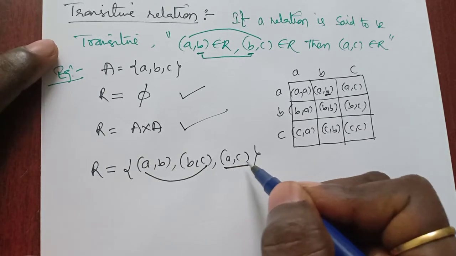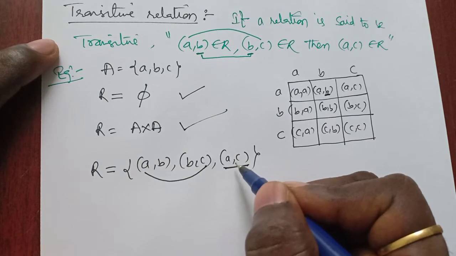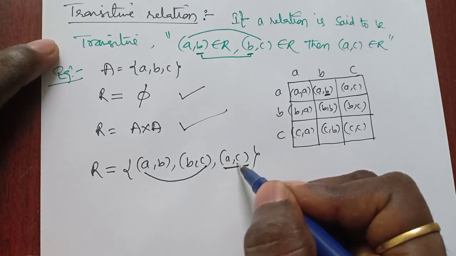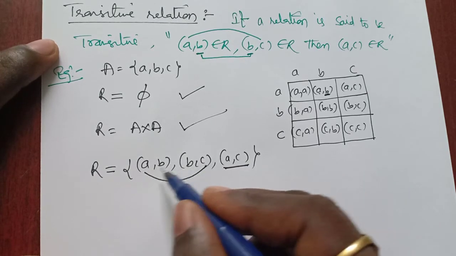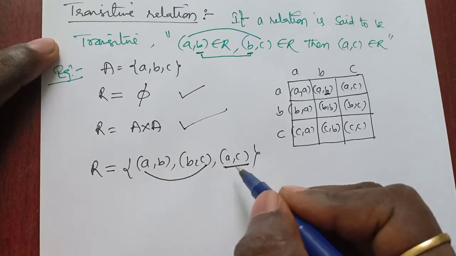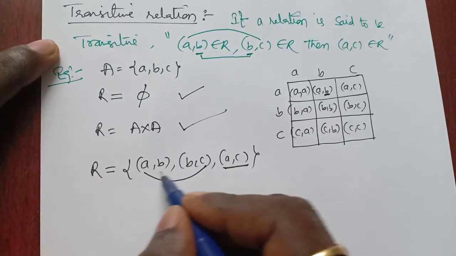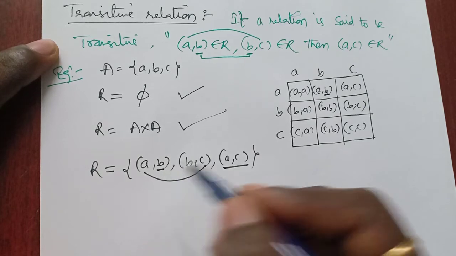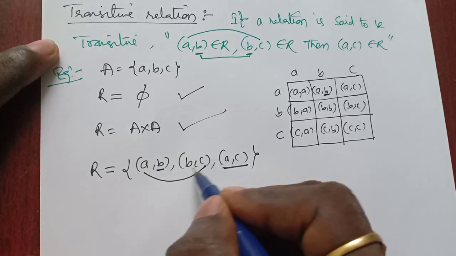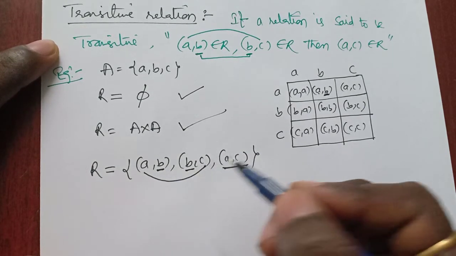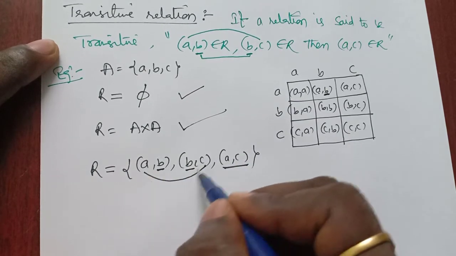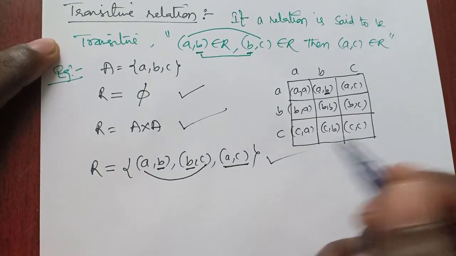Please check this. (a, c) ends with c. Does any ordered pair start with c? No. So no problem, no need to check for any other. So (a, b) ends with b, and the ordered pair here starts with b. Only then can we check for (a, c). So clearly it obeys the transitive relation.